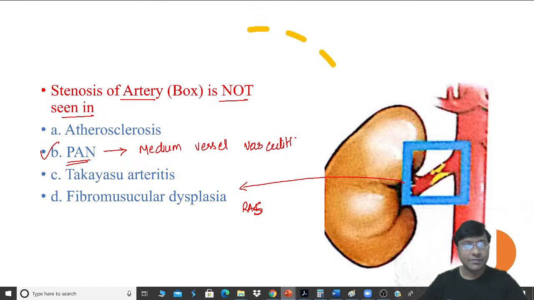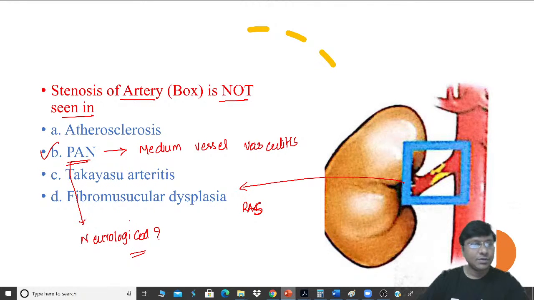Can anyone tell me what will be the neurological manifestation of polyarteritis nodosa? Whereas in all the other conditions like atherosclerosis, Takayasu arteritis, fibromuscular dysplasia, in all these you will have renal artery stenosis. Very good, Avinash. Tell me what will be the neurological manifestations of polyarteritis nodosa?